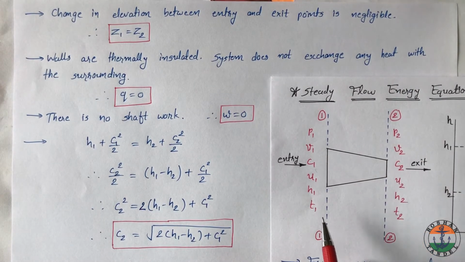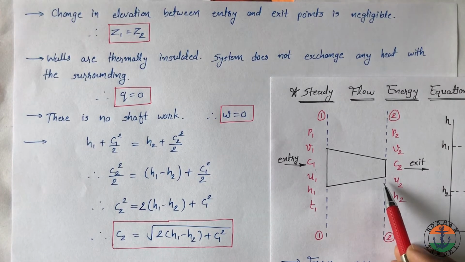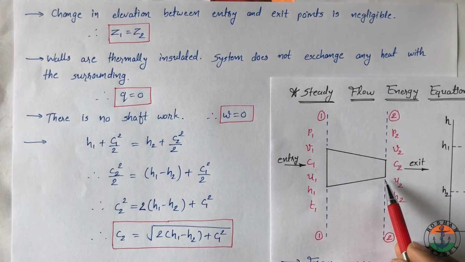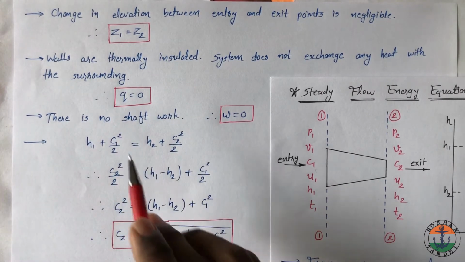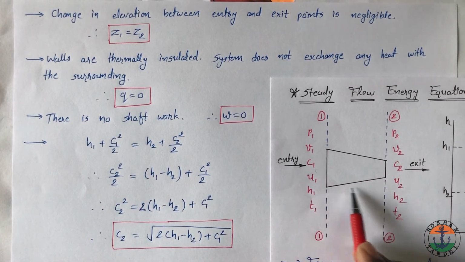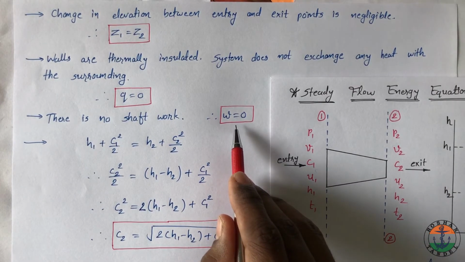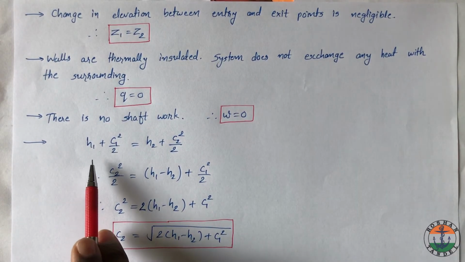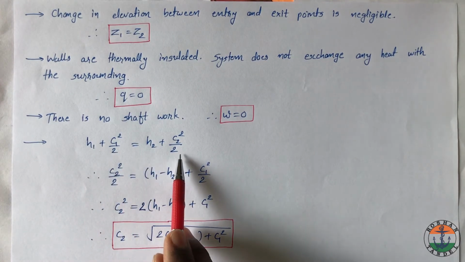It means Z1 is equal to Z2. These walls are thermally insulated. System does not exchange any heat with the surrounding. So, Q is equal to 0. There is no shaft work from this system. So, W is equal to 0. Finally, we get H1 plus C1 square by 2 is equal to H2 plus C2 square by 2.